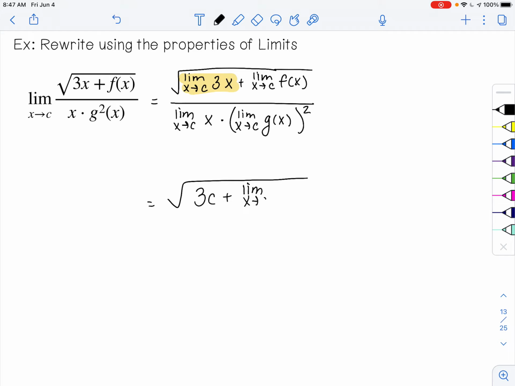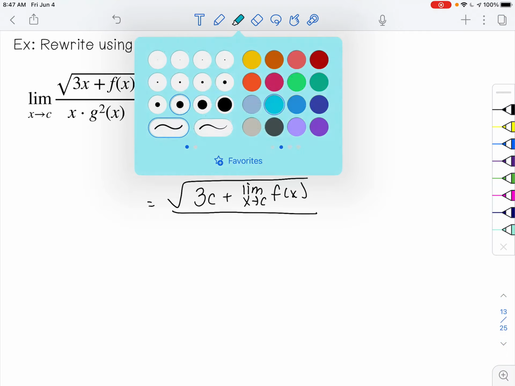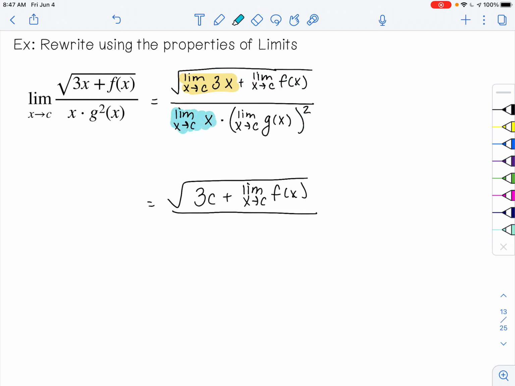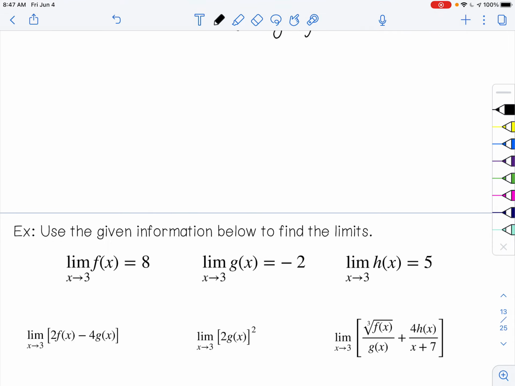So this is going to be the square root of 3c plus the limit as x approaches c of f of x, all over, here in our denominator, we have another identity rule. The limit as x approaches c of x is going to be c, and then times, we don't know what the limit of g is, so we're going to leave that as a limit symbol and leave that square on the outside, right? This isn't something you would necessarily be asked to do on an AP question, just to rewrite it, but it is something you're going to use when you know what the limits of these things are, and you're probably doing it intuitively in your head.